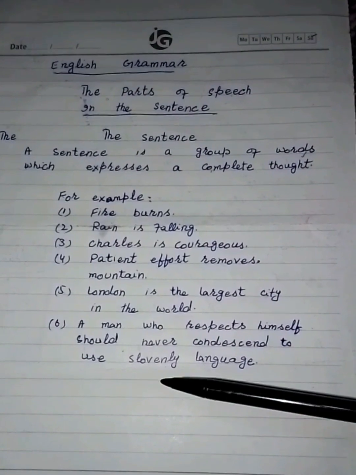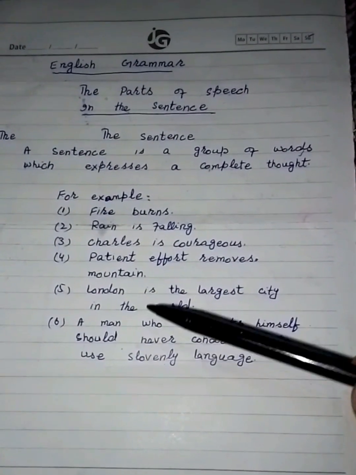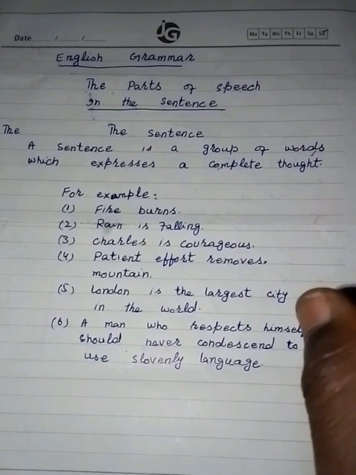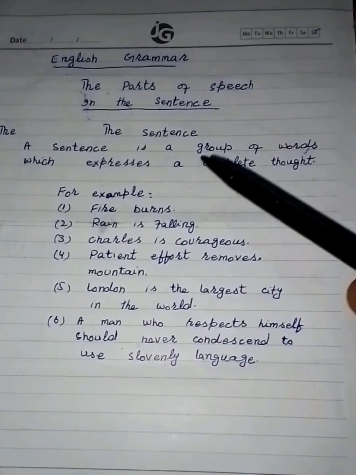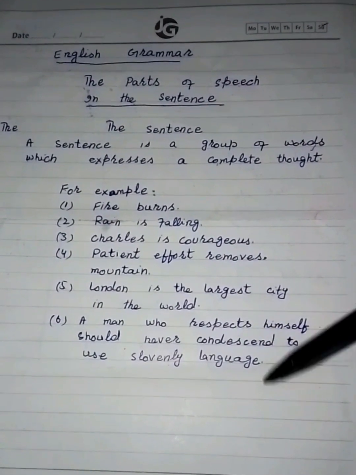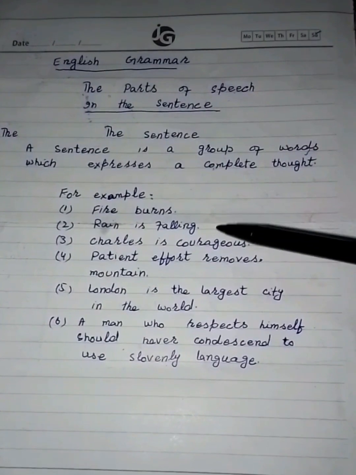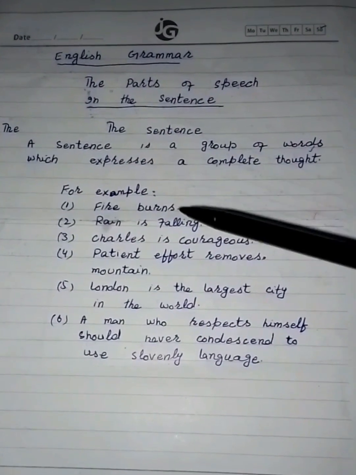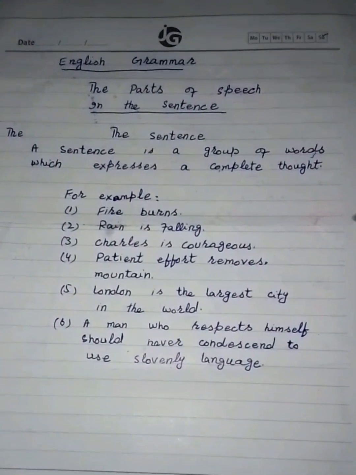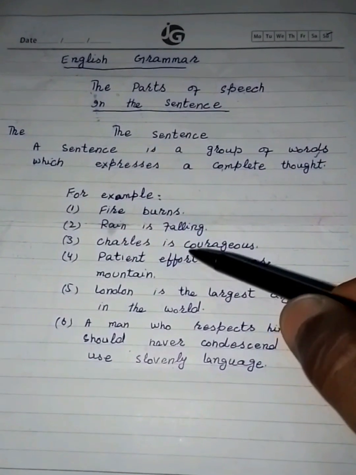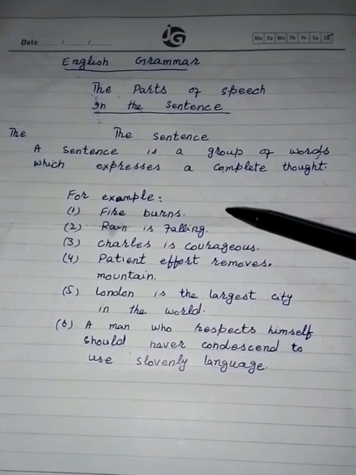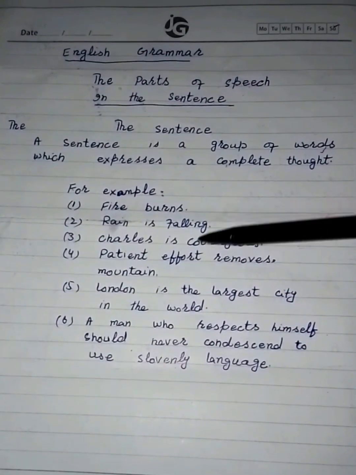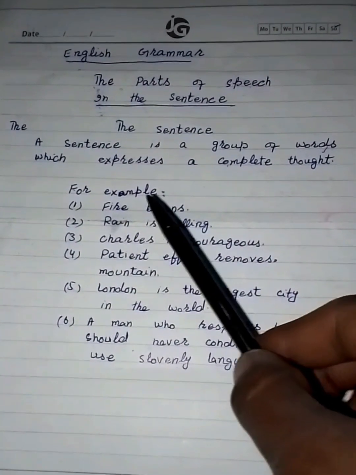Every sentence may be short or long; that which is a complete sense is called a sentence. The two parts of a sentence are the subject and the predicate. The subject is that which is spoken of, and the predicate talks about the subject. For example, fire.